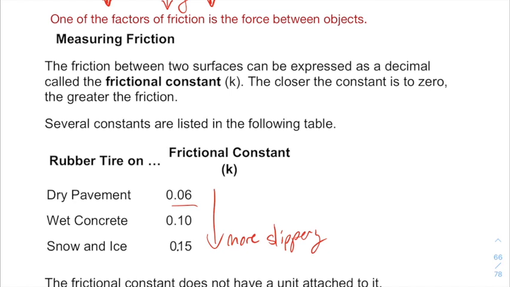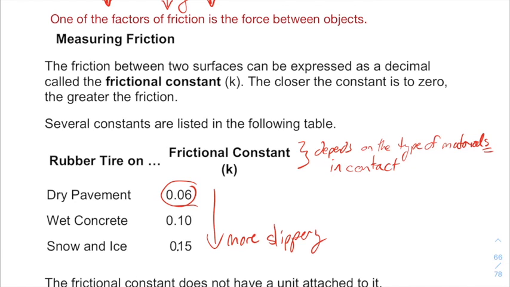Because the surface texture is important to determining friction, these numbers will change with every single surface that you put on there. So if it's a rubber tire, a plastic wheel on your skateboard, or if you're rolling something metal down the street, a metal barrel or something, each one of those will have a different frictional constant. So the frictional constant depends on the type of materials in contact.